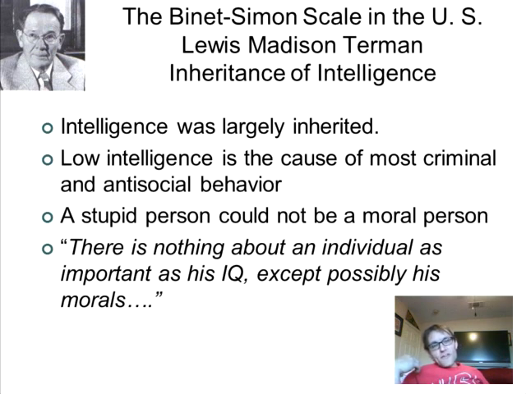So, clearly Terman felt much the same as Galton did. Intelligence is inherited. But he also said low intelligence is the cause of most criminal and antisocial behavior. Oh my goodness, listen to this. There is nothing about an individual as important as his IQ, except possibly his morals. Oh, wow, Terman.